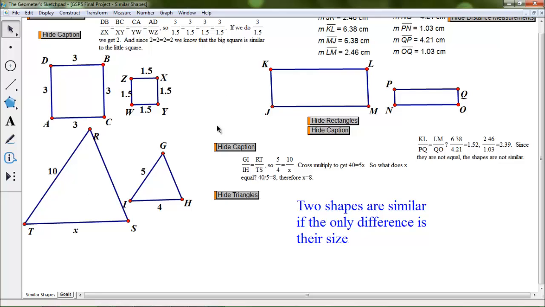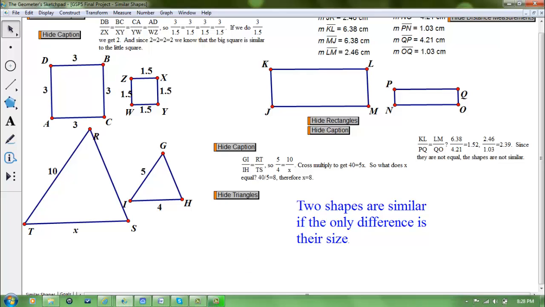So now we know that because these two triangles are similar, and because we've learned the equation and how to differentiate between the two, we can find side lengths if we're given 3 other sides. So I hope this helps in how to differentiate between similar and non-similar shapes.